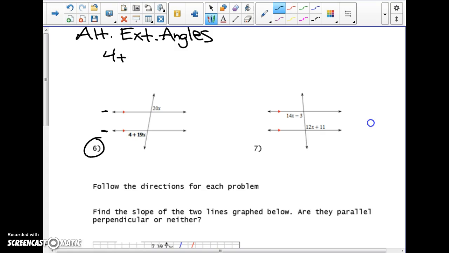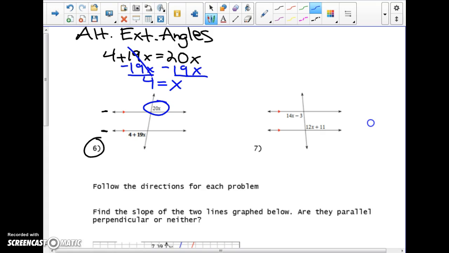So I'm going to take one angle, which is 4 plus 19x. I'm going to set it equal to the other one, which is 20x. Cranking up some algebra, I'm going to subtract 19x from both sides. And I'll wind up that my x is 4. Guys, since they are the same angle, just plug into one of them. This one looks a little bit shorter, going to save me some time. So I'm going to do 20 times 4, and I wind up that that one is 80 degrees. Guys, you can plug in 4 here, but I promise you that one, since they're congruent, same measure, is going to be 80 degrees as well.